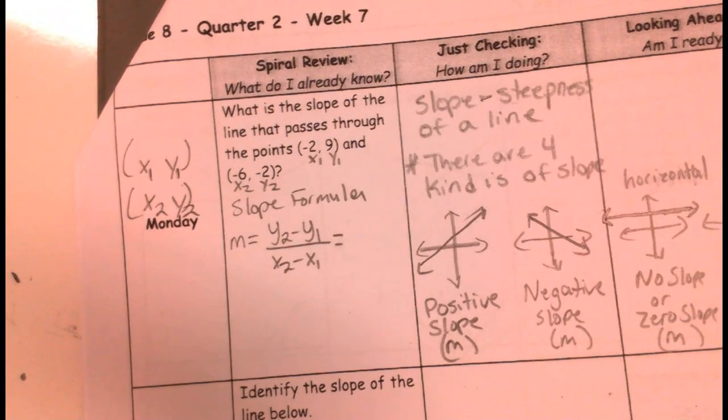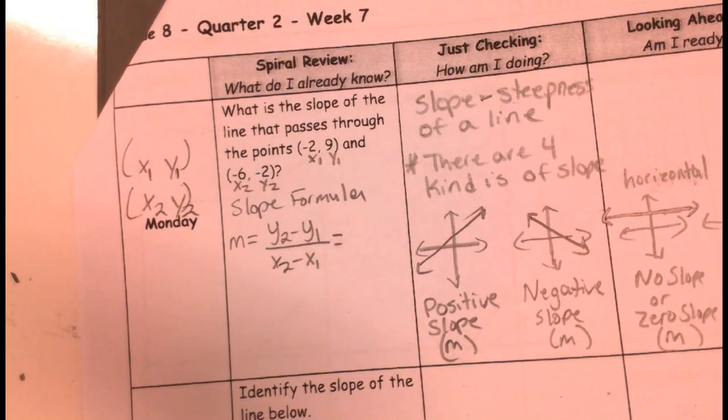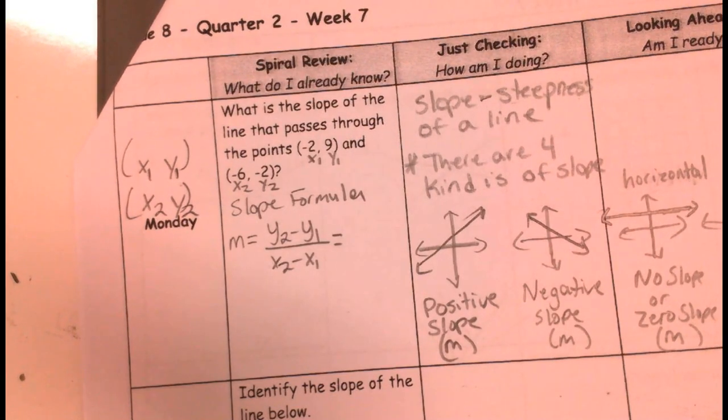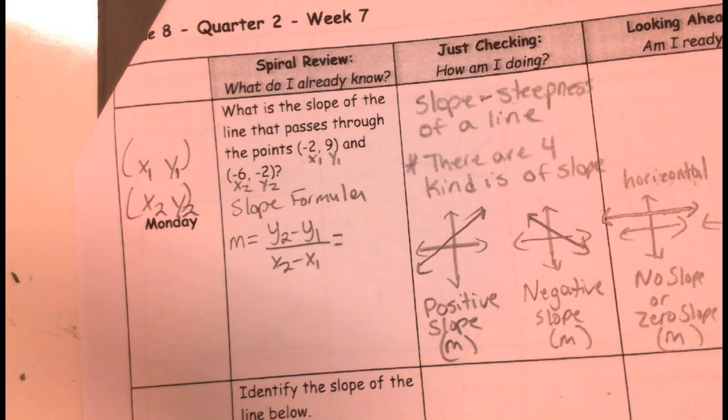Those little bitty numbers at the bottom are subscripts. That means you have more than one of that variable. In this case, you have more than one x coordinate and more than one y coordinate. The first x coordinate you label as x1. The first y coordinate you label as y1. The second x coordinate you label as x2. The second y coordinate you label as y2. Questions about that?